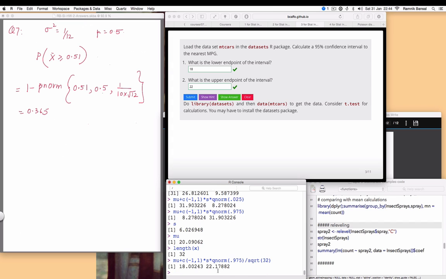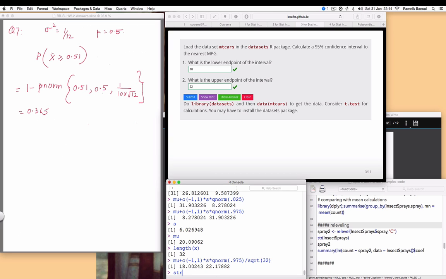And that's what he's doing. He's taking the square root of 32. Right. So what is he saying here? He's saying that... It's not normal, it's T distribution. No, not t distribution. He is dividing it by the square root of n, where n is the number of data points. There are 32 data points there.